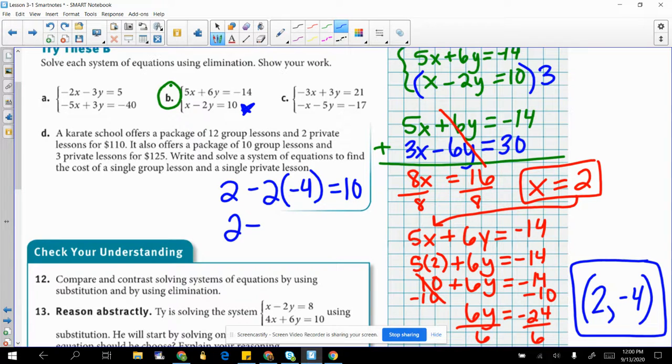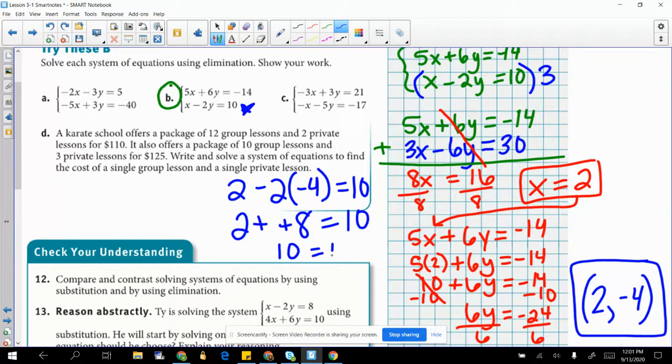2 times negative 4 is negative 8. And just remember that minus a negative is really like adding. So 10 does equal 10. So we know we're good. So your answer is 2 comma negative 4.